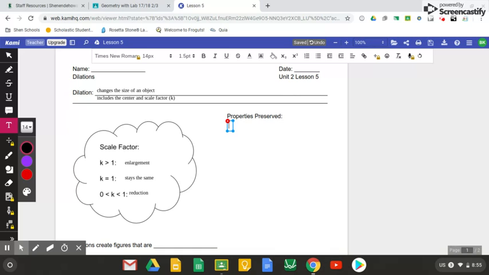In these dilations, there's a few things that are preserved. First one is angle measures. So that means our angles stay the same. Second is orientation. That means our shape's going to be the same shape and look very similar to it. Third, parallel lines stay parallel. So if lines are parallel before, they'll be parallel after.